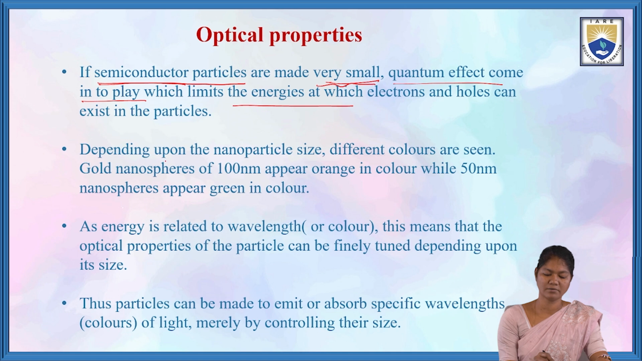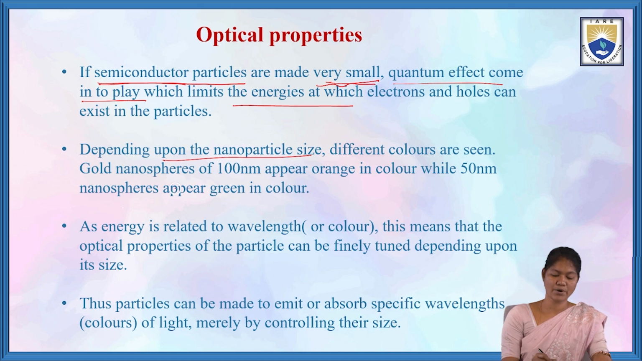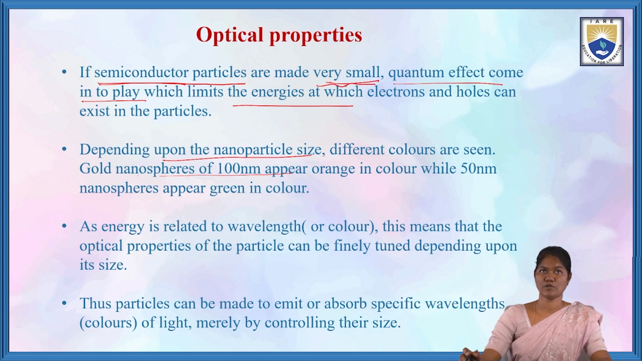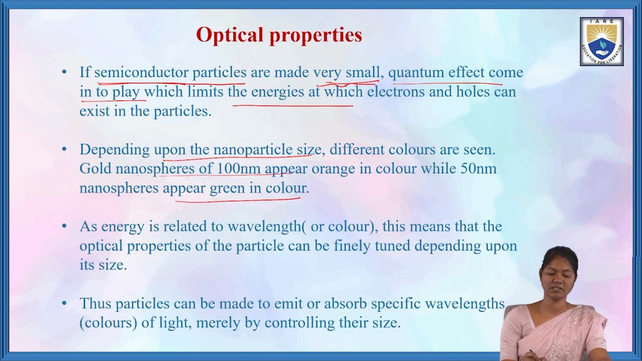Depending upon the nanoparticle size, different colors can be seen. Gold nanospheres of 100 nanometers appear orange in color, while 50 nanometer nanospheres appear green. So this much variation can be seen from bulk to nano-sized particles. Depending upon the particle size in the nanoscale, different colors can be seen.